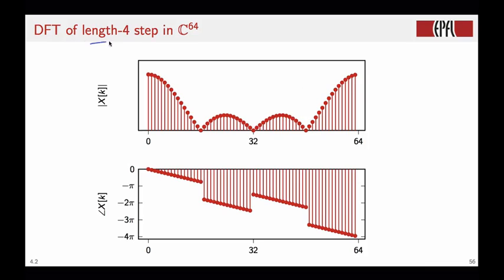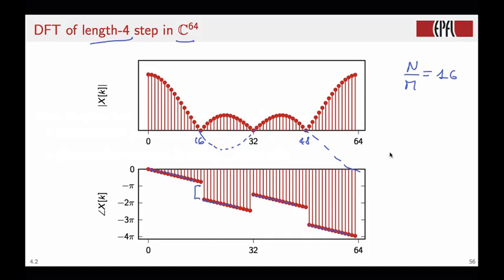We are using a length 4 step in C^64, so N over M will be equal to 16, and indeed the DFT coefficient will be 0 at 16, 32, and 48, and all multiples of 16. The phase is indeed linear in k, and whenever there is a discontinuity in the sign of the real part, we will have a jump of pi. So discontinuity, you can see it here. Here we're plotting the magnitude of the real part, but in reality, if we were to plot the part with a sign, this would become negative here, go back to positive here, and then go negative here.